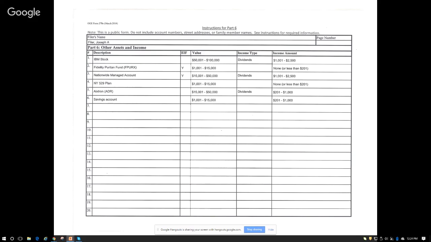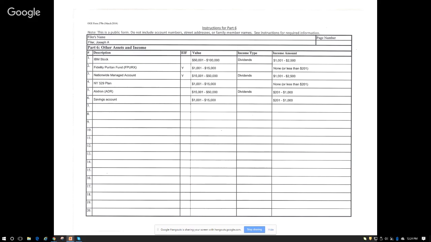Item 1, IBM stock. We have a value, an income type, and an income amount. It appears to be a security and appears to be technically correctly reported. Once again, if it was on the prior report and the filer has no new duties that interact with IBM, then we should not have a potential conflict of interest. However, if it's new, we may need to do some digging.